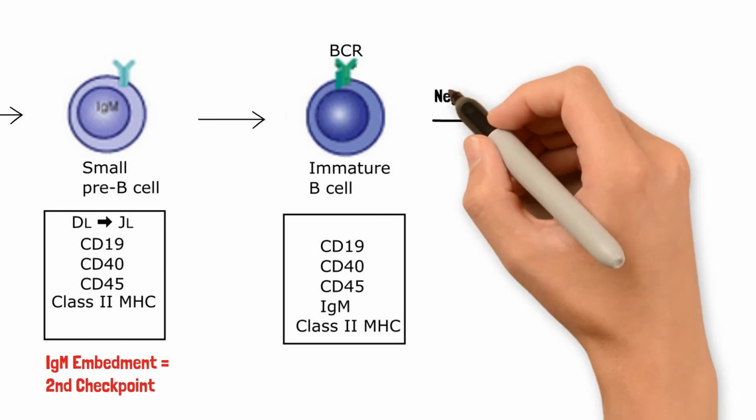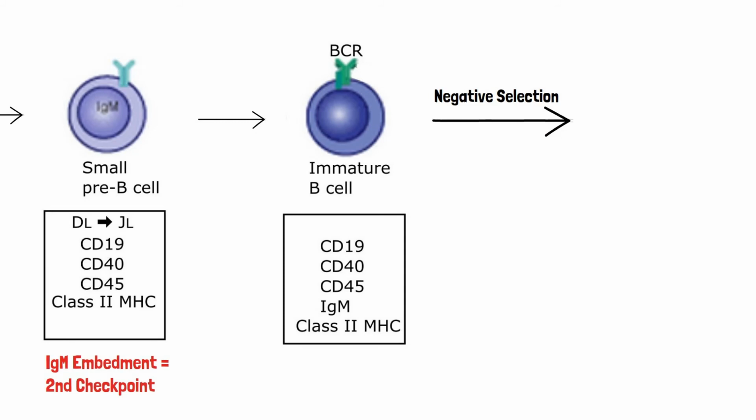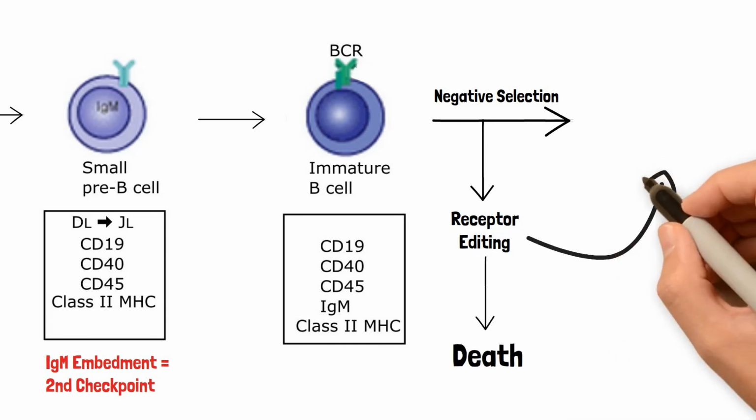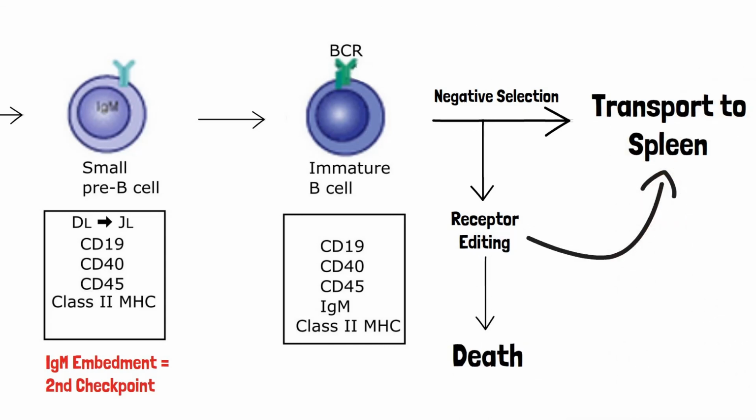These cells undergo negative selection by being exposed to self-peptides. Only the cells that do not have a high affinity for self-peptides are allowed to live. If the B cell does have a high affinity, it has the opportunity to edit its receptor. If it does not, it will die. The cell is ready for transport to the spleen and maturation. This complex pathway is for the development of the immature B cell. Its journey, however, is not over.